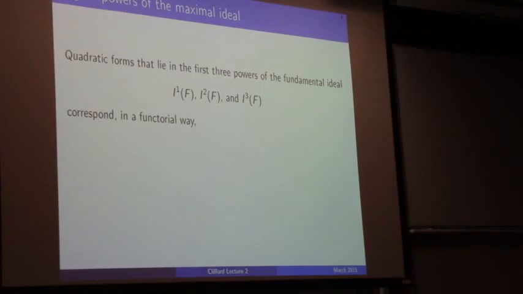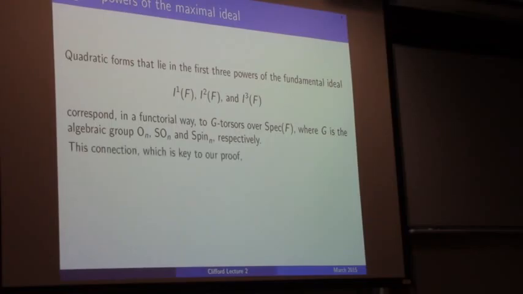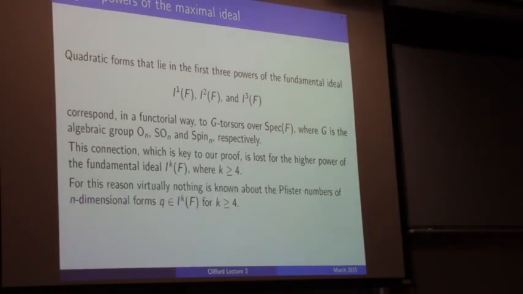So let me just conclude by saying a few words about higher powers of the maximal ideal. Our proof is based in a key way on these groups and the connection with torsors. And that breaks down for higher k. So for higher powers of k, almost nothing is known. But it is quite conceivable that there is no maximum, so that the Pfister number within I4 can simply be unbounded, depending on which form one takes.